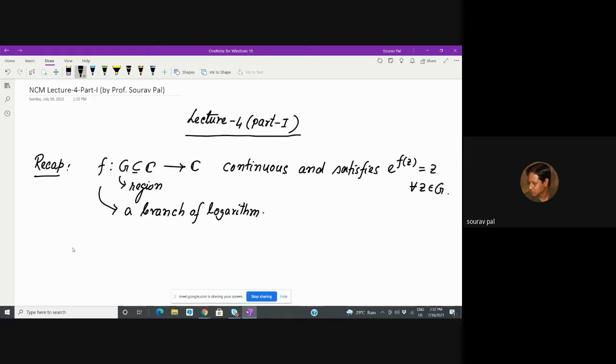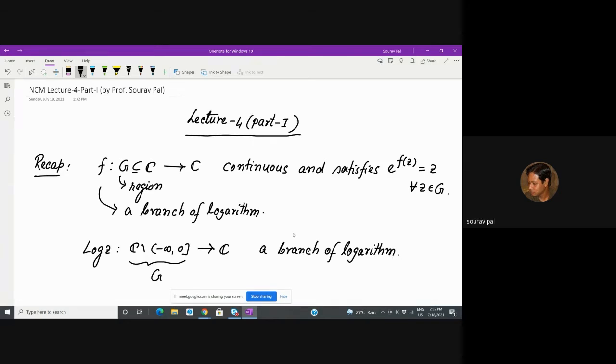We have seen one particular example, namely the principal logarithm. Okay, and we have seen that this is well defined if we remove this half line, so this is a region itself. You can choose this to be your G. And we have seen yesterday that this is the maximal region on which this function is a branch of logarithm.